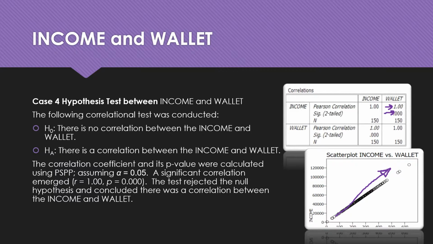So based on that, we are saying in this case that the null hypothesis is that there is no correlation between the income and wallet, while the alternative hypothesis is that there is a relation. When we find that R is equal to 1 and P is equal to 0, that simply rejects the null hypothesis, meaning that there is a correlation between the income and the wallet. As said, it's a very positive relation, meaning if the income increases, the wallet will increase, and vice versa.